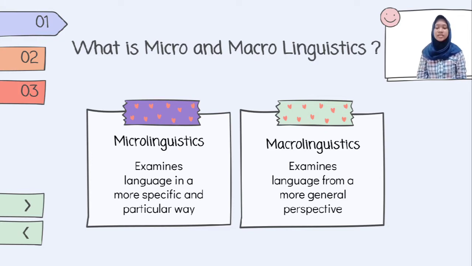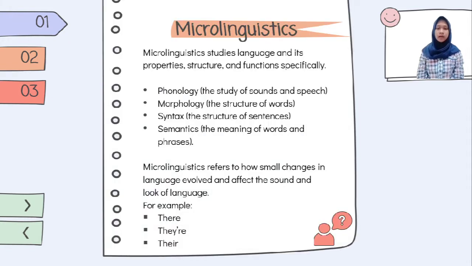Microlinguistics and macrolinguistics are both fields of study of linguistics that focus on language, its form, meaning, and the changes that occur to that form and meaning due to other factors. Microlinguistics examines language on a micro level, or in a more specific and particular way, while macrolinguistics examines language on a macro level, or from a more general perspective.